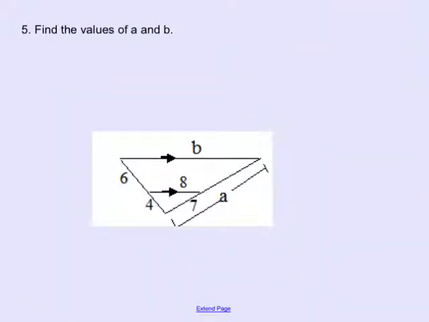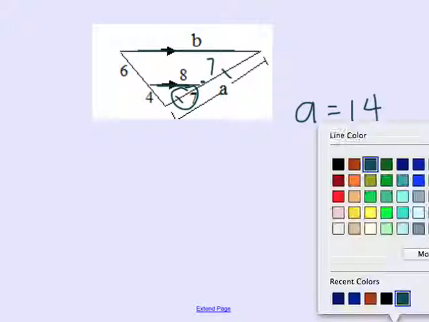Last but not least, let's take a look at this one. Find the values of A and B. Well, if this is parallel to this, that means that this represents the midpoint, even though it doesn't look like it. So that means these two sides are equal. If this is 7, this sure as shoot better be 7. So what's 7 plus 7? 14. So that means A has to be 14. Remember in geometry, we can't just go off of things based on looks.